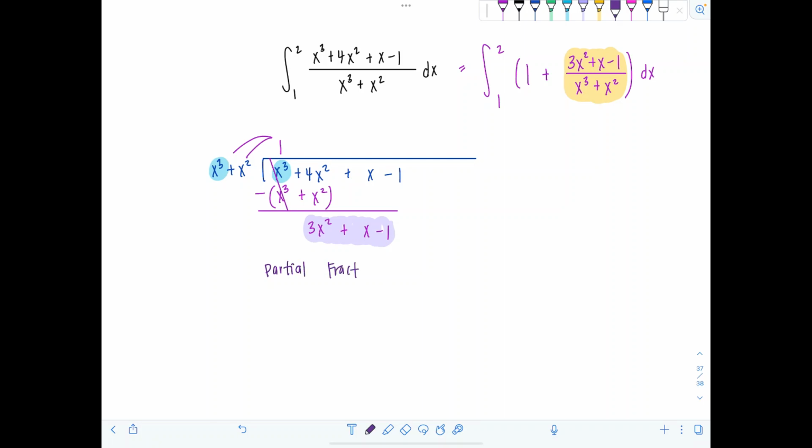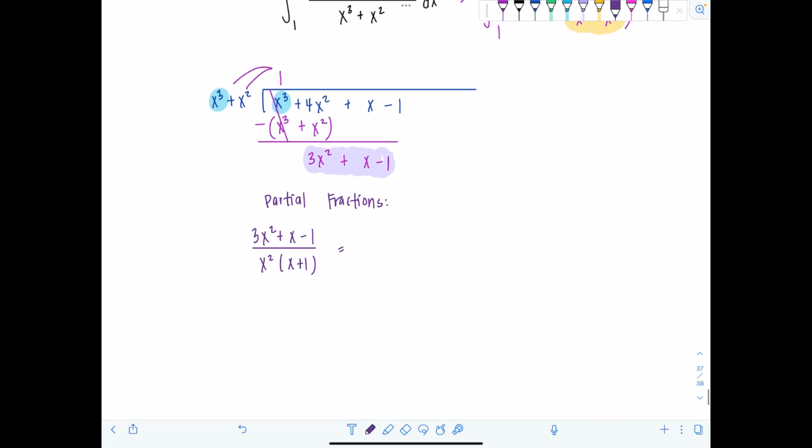And notice the denominator, I need to factor. So let's write it down here. We have 3x squared plus x minus 1. And then I do need to factor the denominator. I can pull out an x squared from both terms, and then I'm left with x plus 1. So let's think here. x squared, that is a repeated linear factor. So the decomposition is going to have the following form. I'm going to have A over x plus B over x squared plus C over x plus 1.